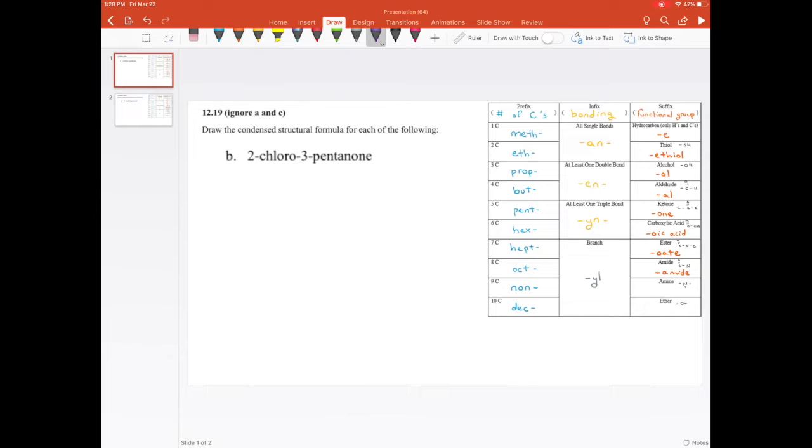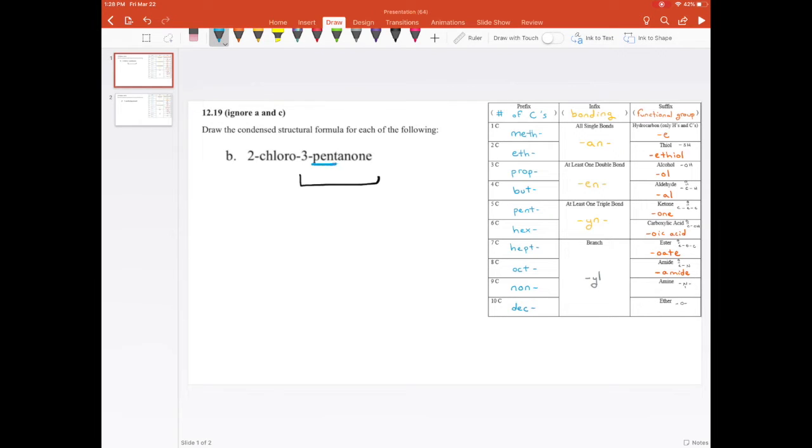Remember that you can have two types of branches. You can have carbon branches that end in YL, or you could have halogen branches: fluorine, chlorine, bromine, iodine, group 7A on the periodic table. Those are the halogens, and those have the first syllable of their normal name and then the ending O. So fluoro, chloro, bromo, iodo. Those are all branches. So this chloro here is a branch, and the backbone is 3-pentanone, everything after it.